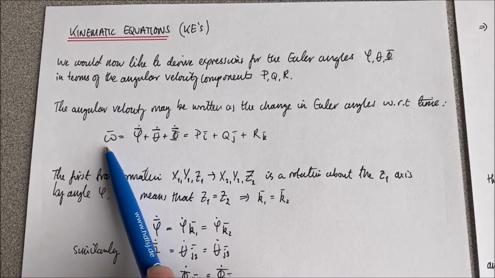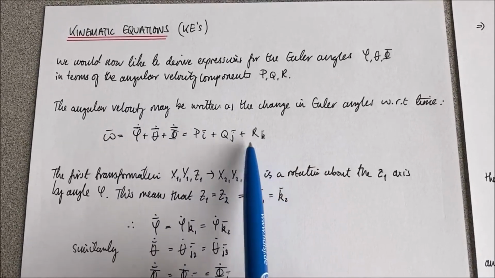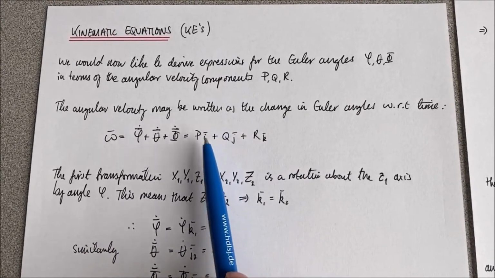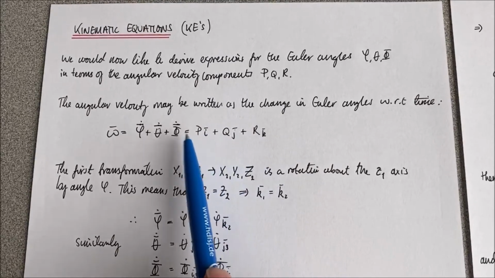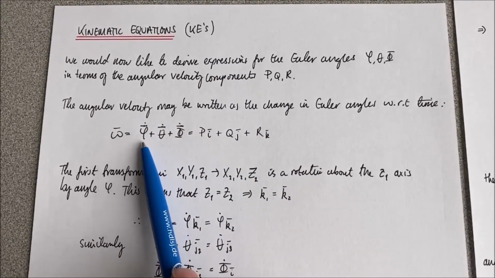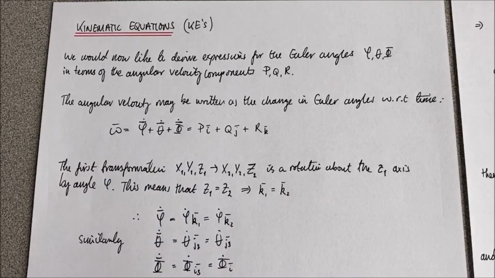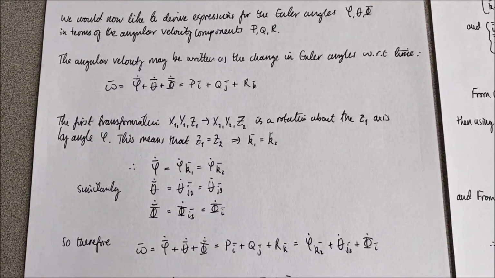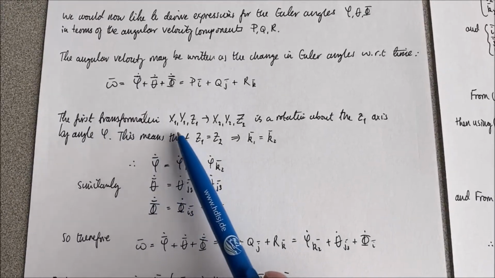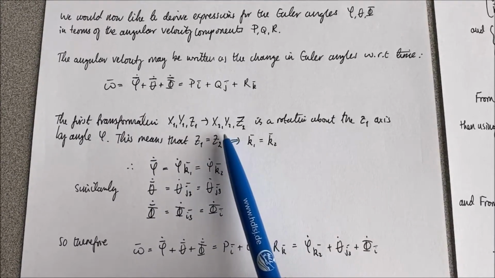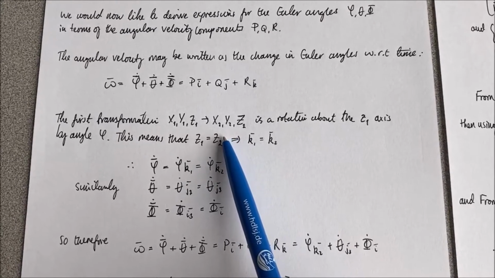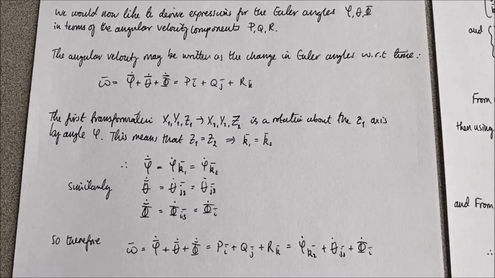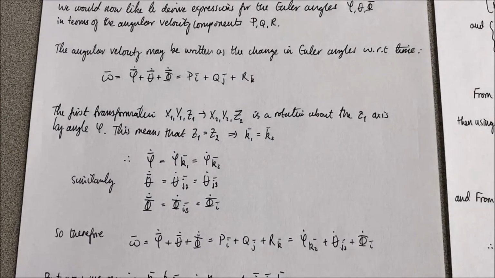So omega, which is p, q, and r, the angular velocity components about the x, y, and z axes, we can write that as the change in Euler angles about those axes. So what we know is that the first transformation, which takes us from the subscript 1s to the subscript 2s, is a rotation about the z-axis, which is the vertical axis pointed vertically downwards.